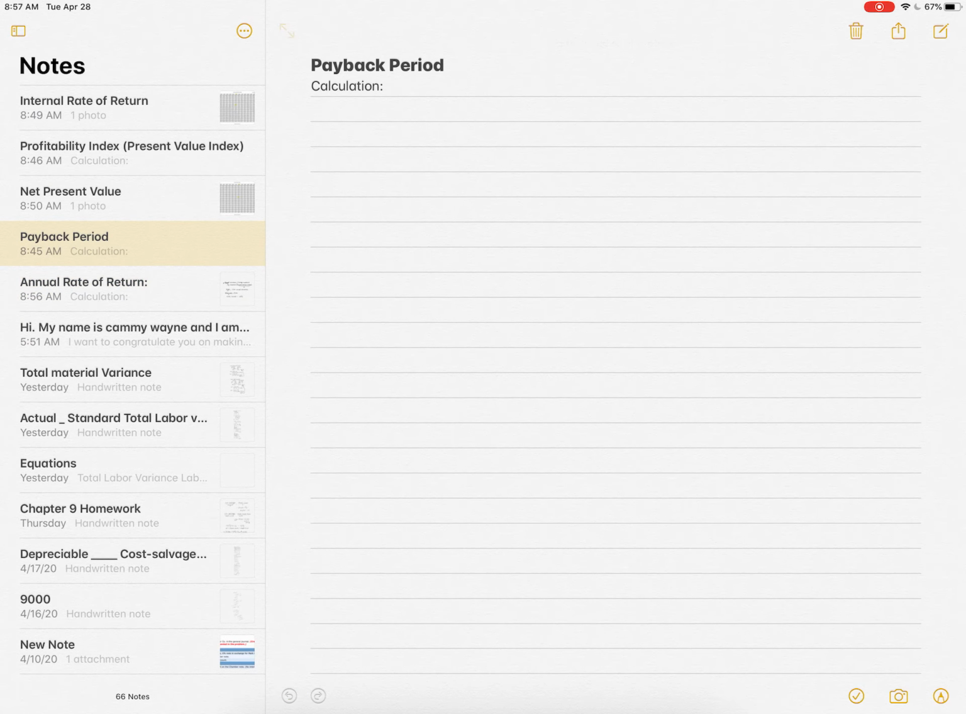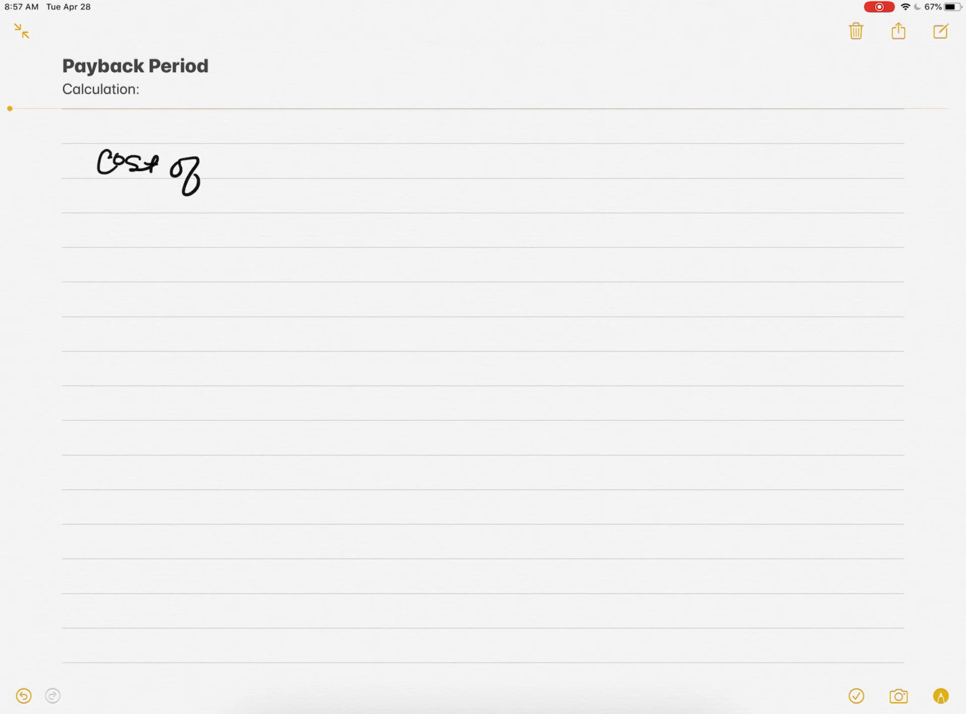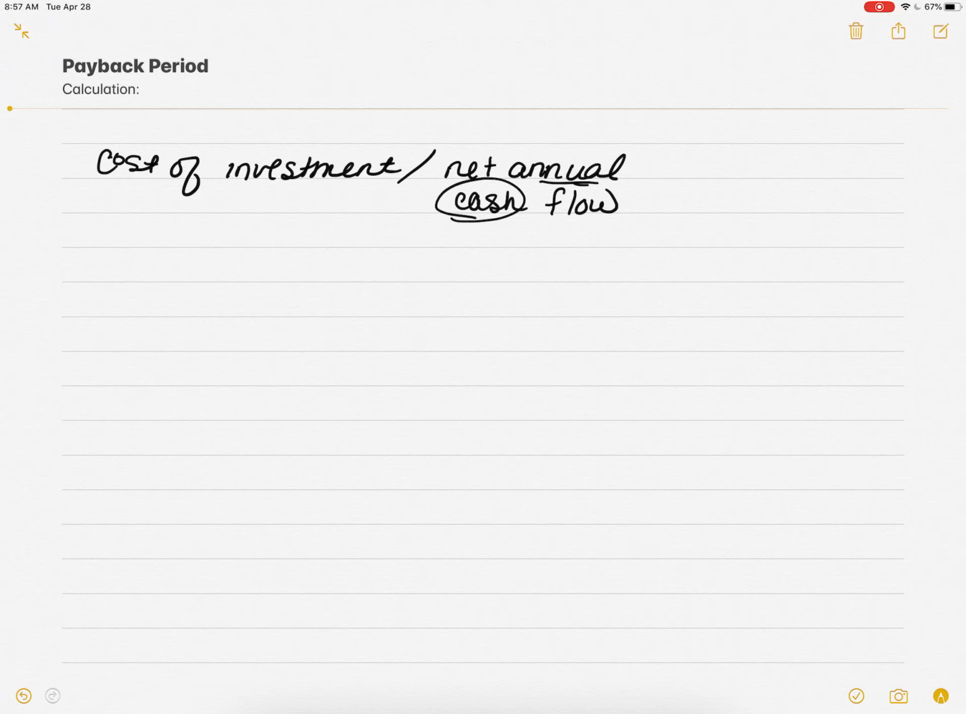Now let's take a minute and go through payback period. Our payback period is how long it takes to get your money back on an investment. There's a quick calculation to do this. It is your cost of investment divided by your net annual cash flow. Again, we're looking at annual, but the big thing to remember here is this is looking at cash flow. We're not talking about net income, we're talking about cash flow.